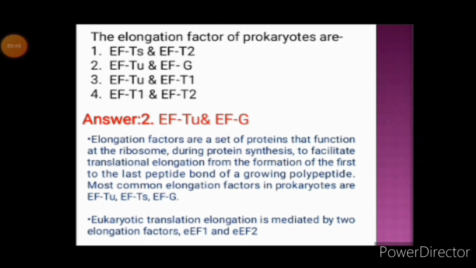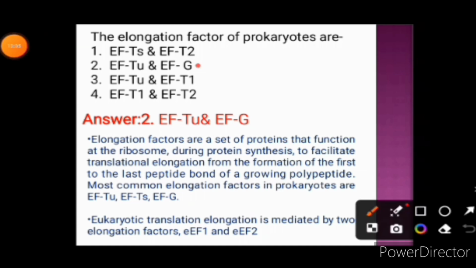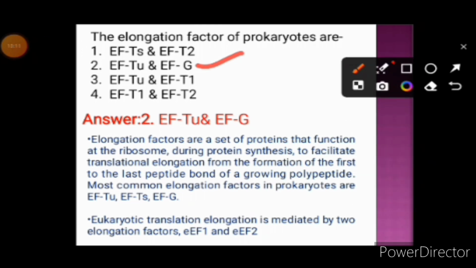The elongation factors are a set of proteins that function at the ribosome during protein synthesis to facilitate translation elongation, from the formation of the first to the last polypeptide bond of a growing polypeptide. The common elongation factors in prokaryotes are EF-Tu, EF-Ts and EF-G. So here the second option will be correct, that is EF-Tu, EF-G. Eukaryotic translation elongation is mediated by two elongation factors, that are EF1 and EF2.